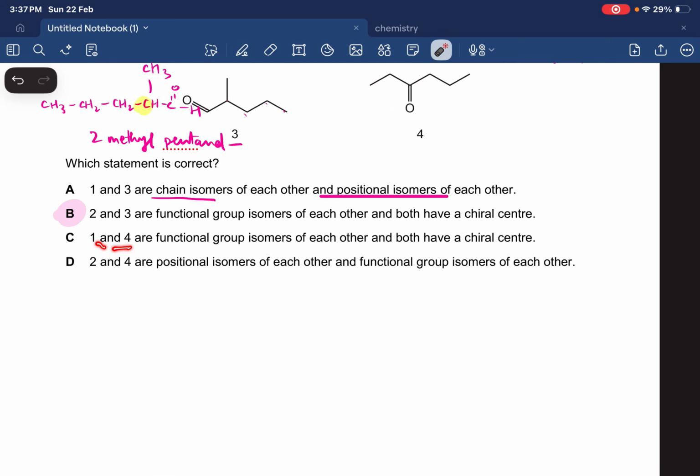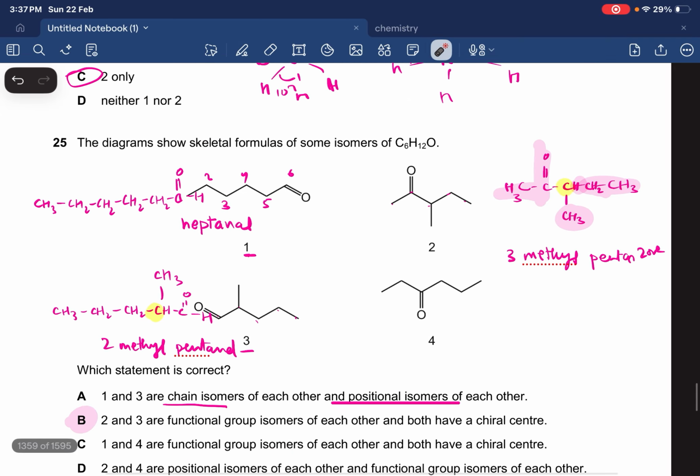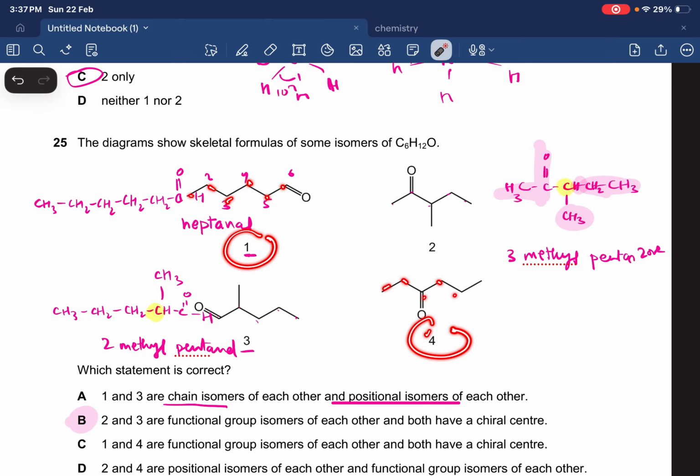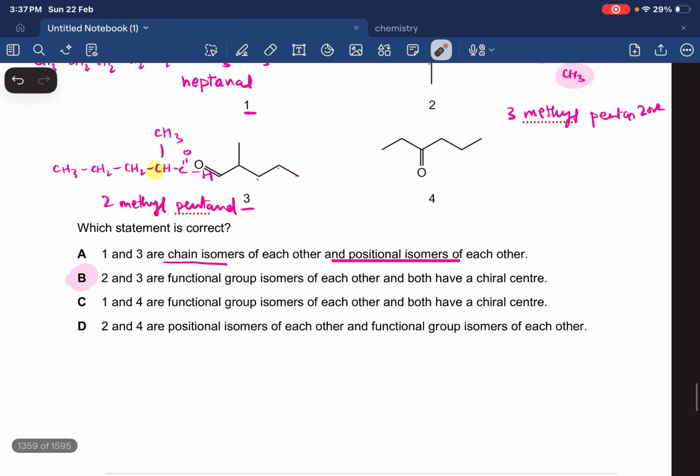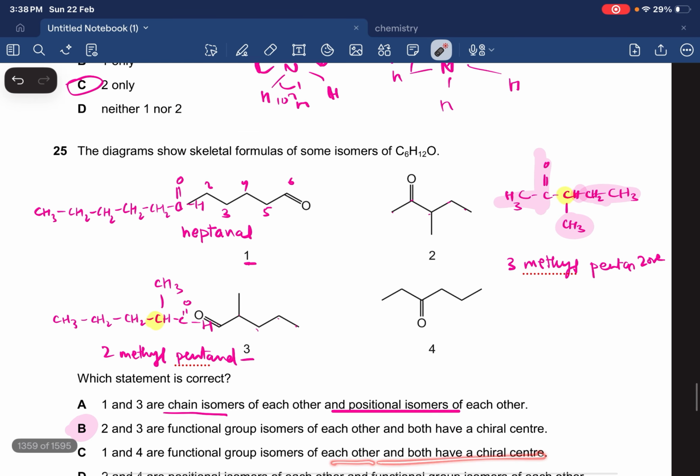1 and 4 are functional group isomers of each other. So 1 and 4. 1, 2, 3, 4, 5, 6. 1, 2, 3, 4, 5, 6. Yeah, they're functional group isomers because that's an aldehyde and that's a ketone of each other. And both have a chiral center? They don't have a chiral center.